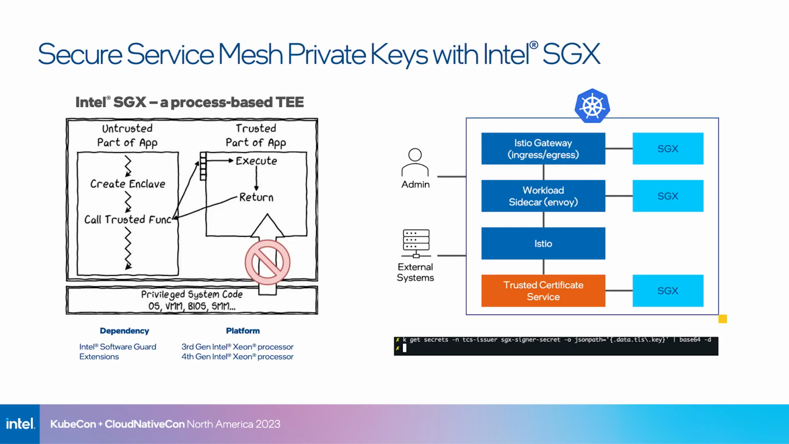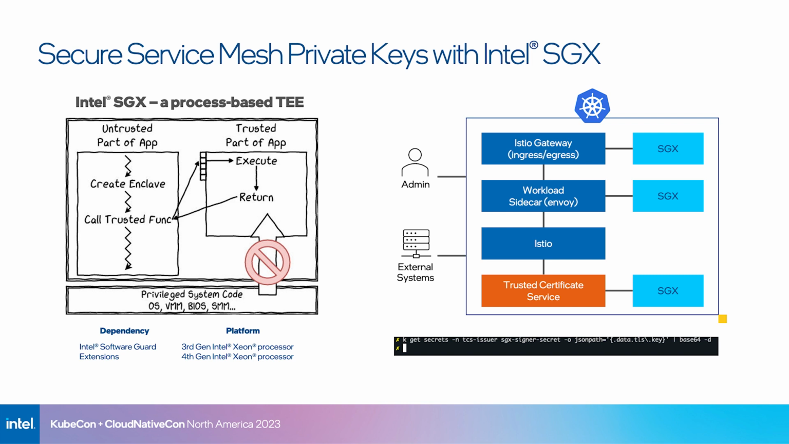Hence, Intel Service Mesh provides a secured solution to guard the private keys, using Intel Software Guard Extension, or Intel SGX. It is available starting from the 3rd Gen Xeon processor. Intel SGX provides a process-based trusted execution environment. The trusted part will be executed in the SGX enclave, which means it cannot be accessed by other software, even privileged software like the operating systems or the BIOS.